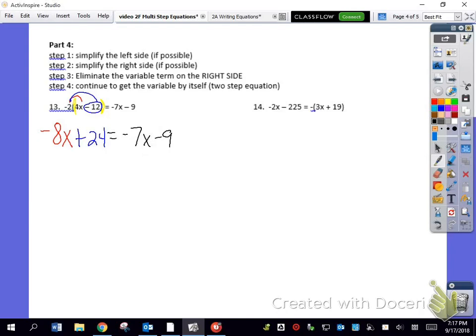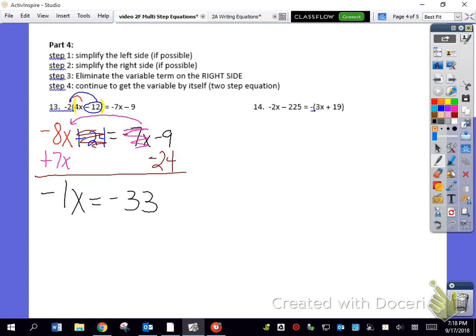Nothing changes. Now you want to get the variables on the same side. So negative 7x comes over here, becomes plus 7x. That goes away. And then you have positive 24 becomes negative 24, and that goes away. Then you can draw your line. So negative 8x plus 7x is negative 1x equals, and negative 9 minus 24 is negative 33. And the opposite of multiplying is to divide. So I'm going to divide by negative 1, divide by negative 1, so x equals 33.